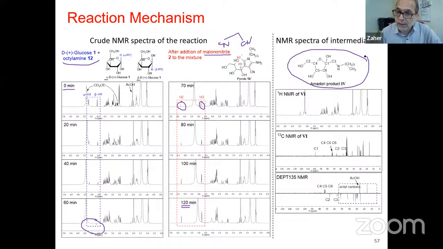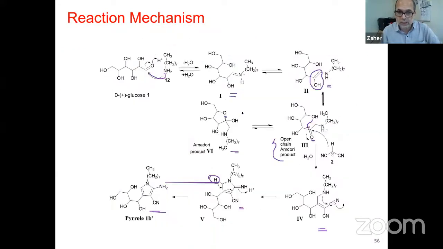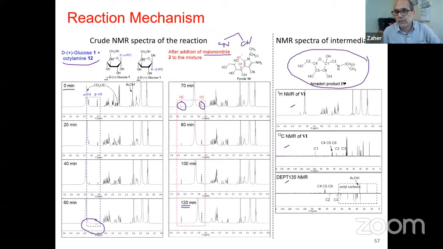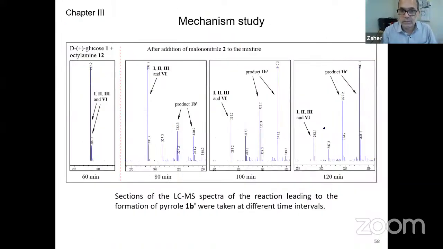we are able to characterize Amadori product by proton NMR as well as C13 and DEPT. All right, we are able to assign the different carbons to the structure here. Amadori product is this one here. So we can characterize that from our NMR, as you can see.